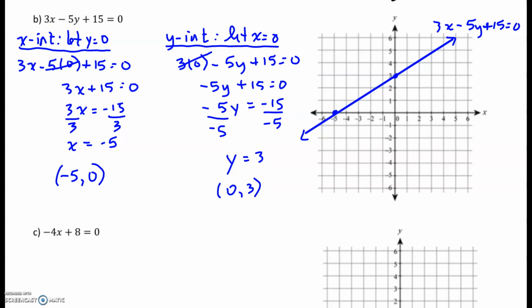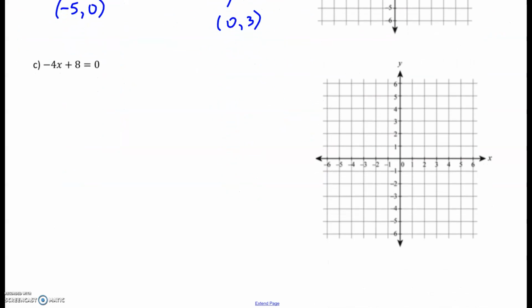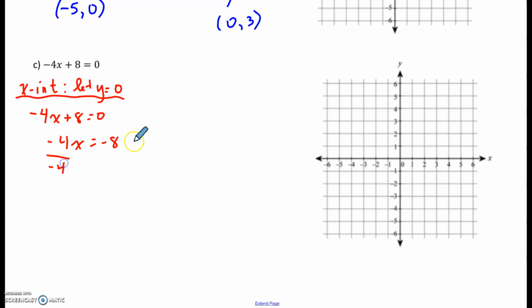All right, let's go to C. C says negative 4x plus 8 equals 0. So we'll start by finding our x-intercept, and I'll let y equal 0. Now there is no place to sub in a y, so I'll just go ahead and solve this for x to get my x-intercept. So negative 4x equals negative 8, and then we'll divide by negative 4, and x equals 2. So we know that that's going to be 2, 0, so we'll plot that point.